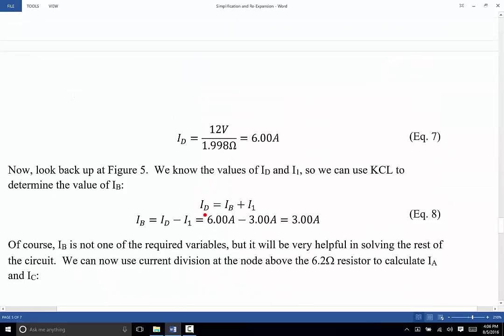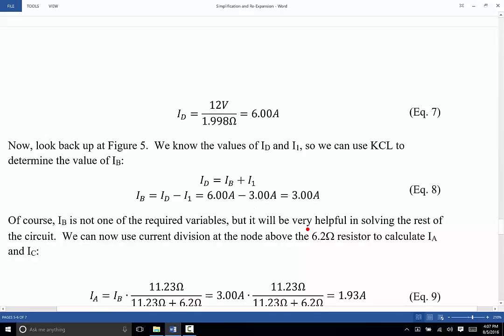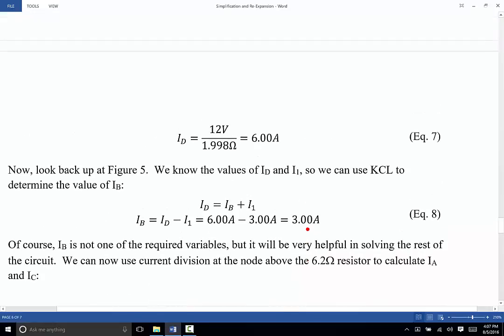You can see here I wrote Kirchhoff's current law the first time with the sum of the currents entering equals the sum of the currents leaving. Then I rearranged it so that the unknown variable was on one side. And 6 amps minus 3 amps gives me 3 amps. Okay, I sub B, not one of the required variables, but it's very helpful in solving the rest of the circuit. I'm going to use current division now.